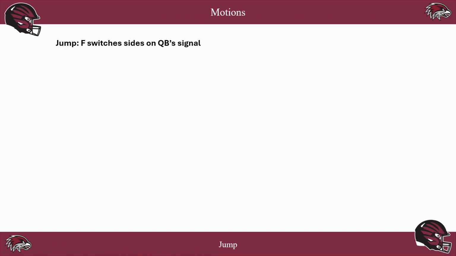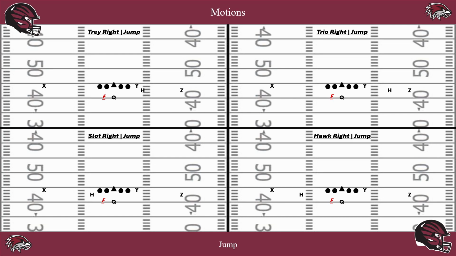First up is jump. When we call for a jump motion, that means that the F will switch sides on the quarterback's signal. Here we see an example of jump out of 4 different formations. On the quarterback's signal, the F switches sides.